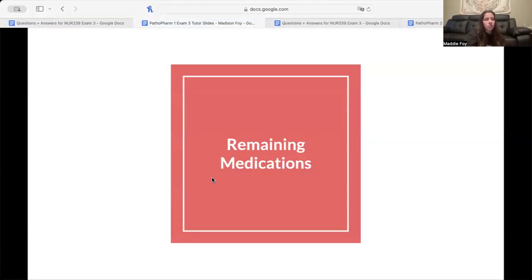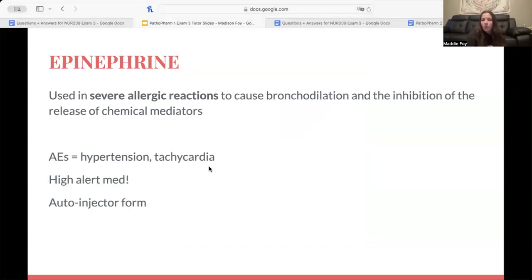Alrighty, so then we just have a few more medications to cover. We're going to cover epinephrine, diphenhydramine, cetirizine, and prednisone. So epinephrine, we've all probably heard of this medication or heard of EpiPens. This is used in severe allergic reactions to cause immediate bronchodilation, and it also inhibits chemical mediators like histamine. This is what people carry around with them if they have something like a peanut allergy, because they can self-administer specifically in their thigh and get that bronchodilation before they lose the ability to breathe. And that gives them time to get to the hospital.